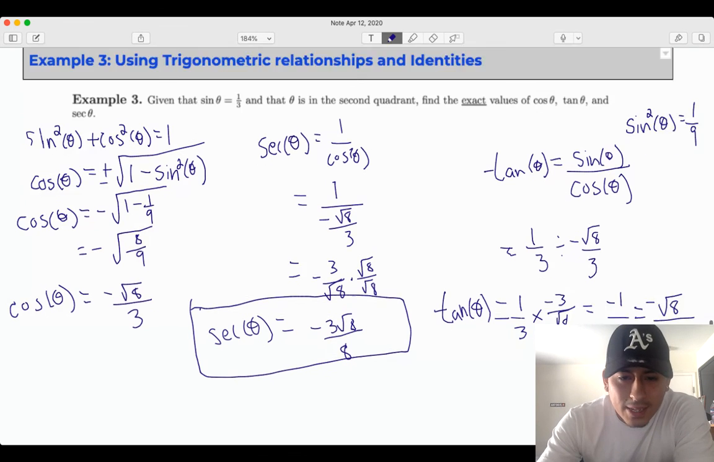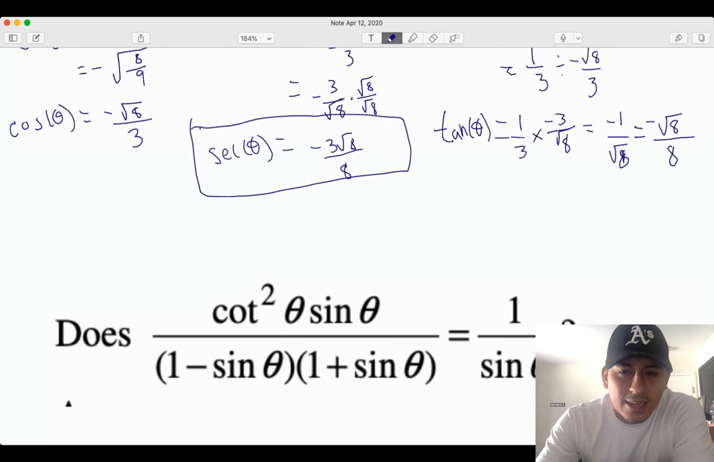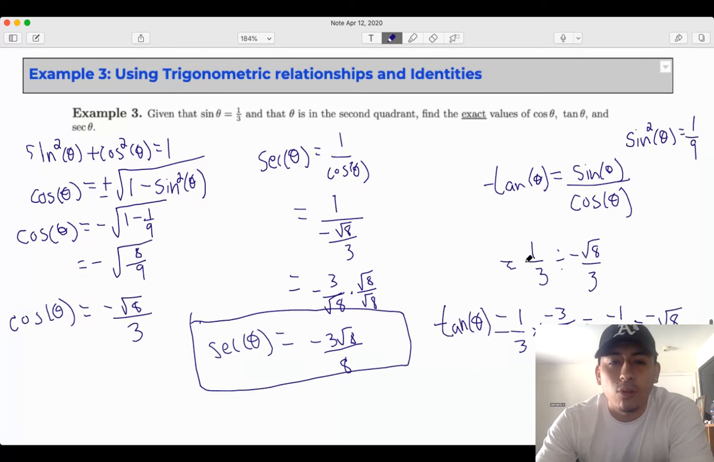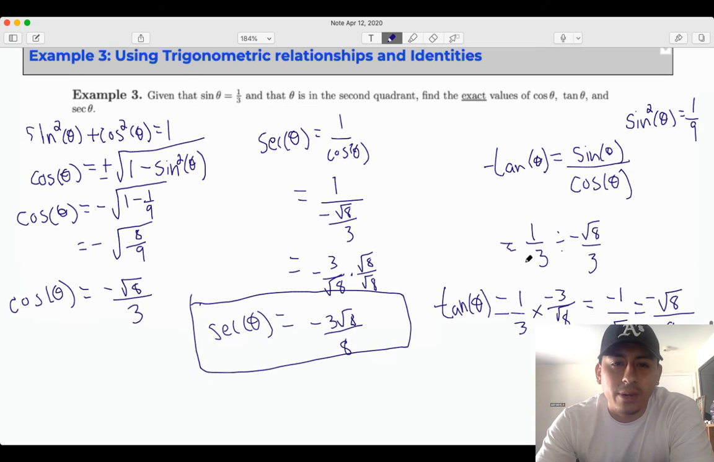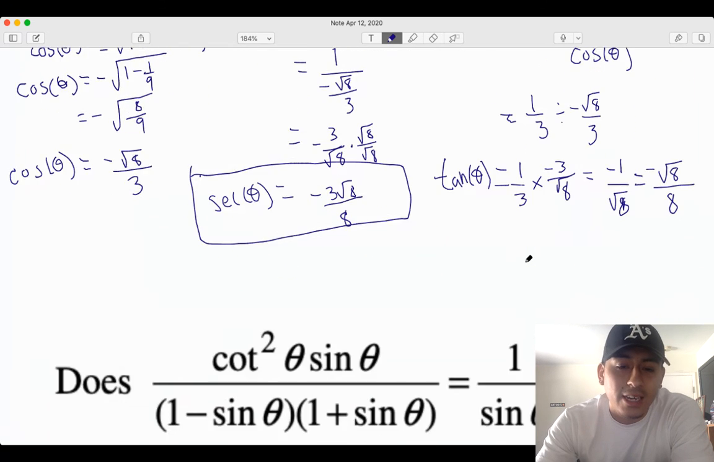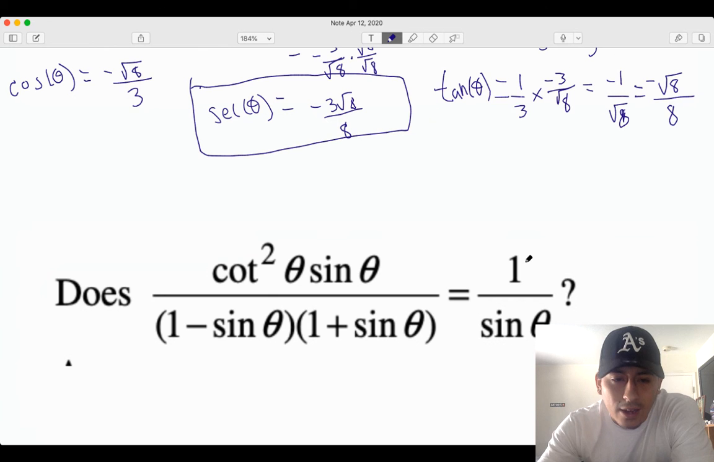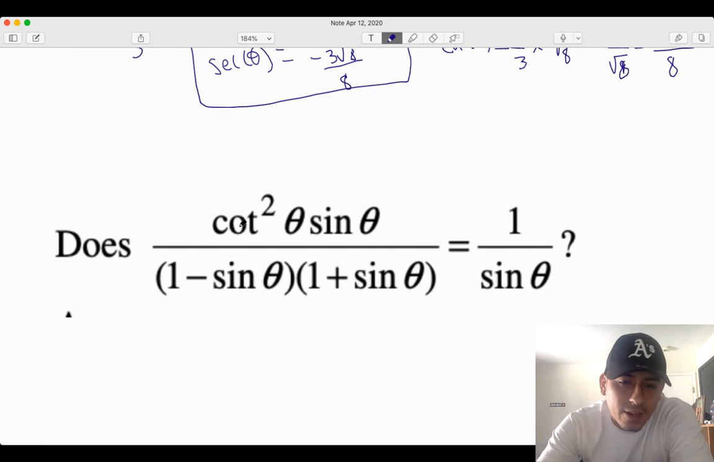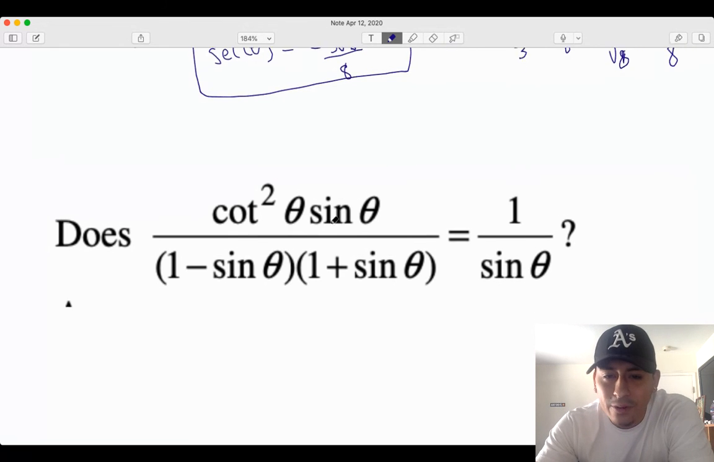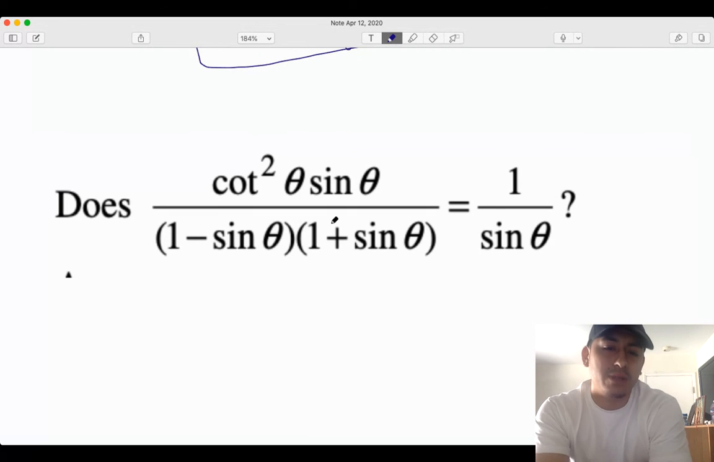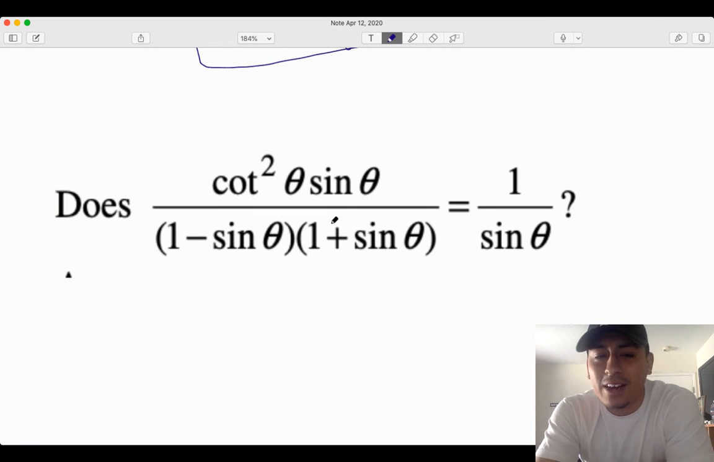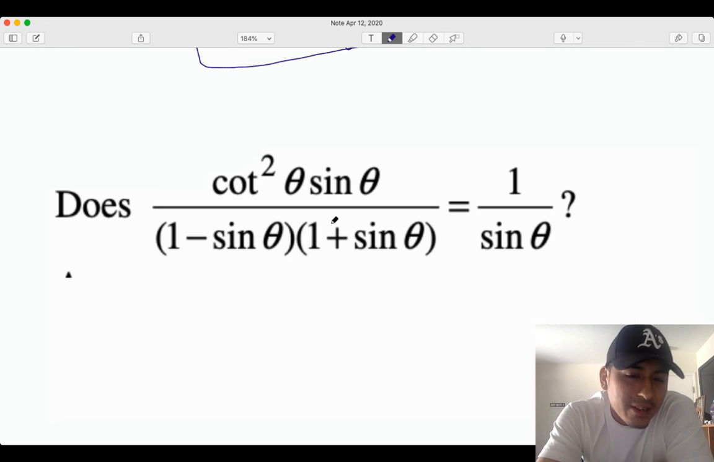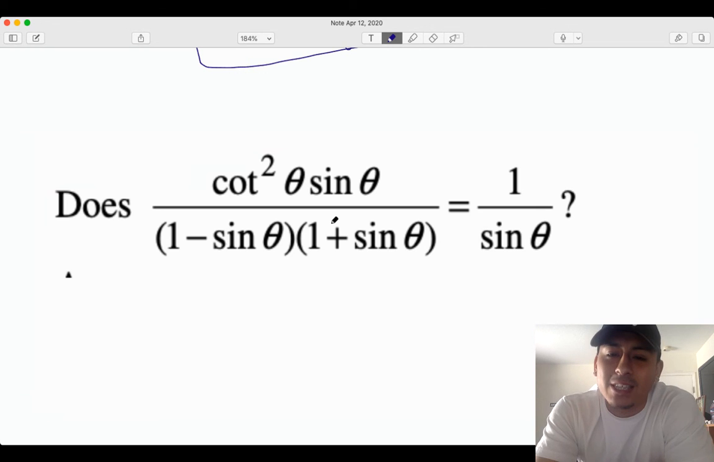One last thing: besides these types of problems, we like to use trigonometric relationships and identities to verify whether an expression is true or not. Here we have this really nasty looking expression. I don't think we've seen something like this before just yet. It says, is cotangent squared of theta times sine of theta divided by 1 minus sine of theta times 1 plus sine of theta equal to 1 divided by sine of theta?